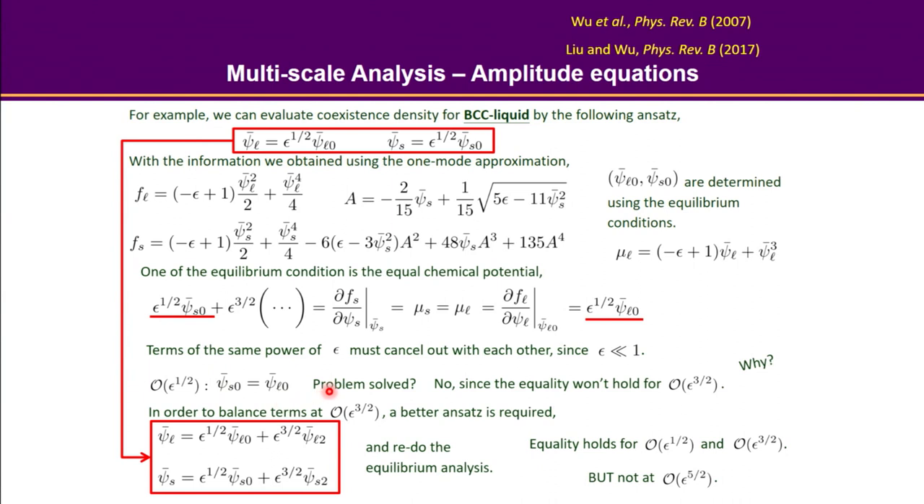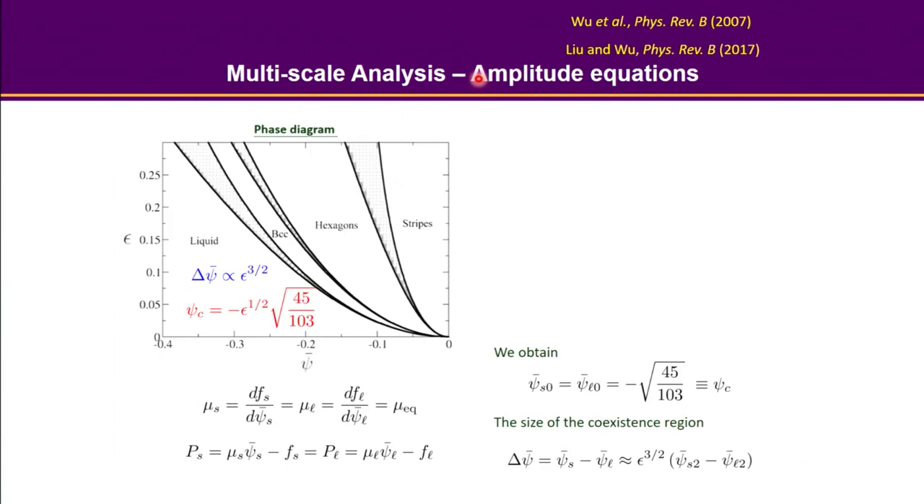Is that really bad? Let me jump quickly here. If you recall the phase diagram we solved numerically before, when epsilon is really, really small, you couldn't even see from this graph that there is a gap in the solid-liquid density. So it's not that bad an approximation when epsilon is really, really small.